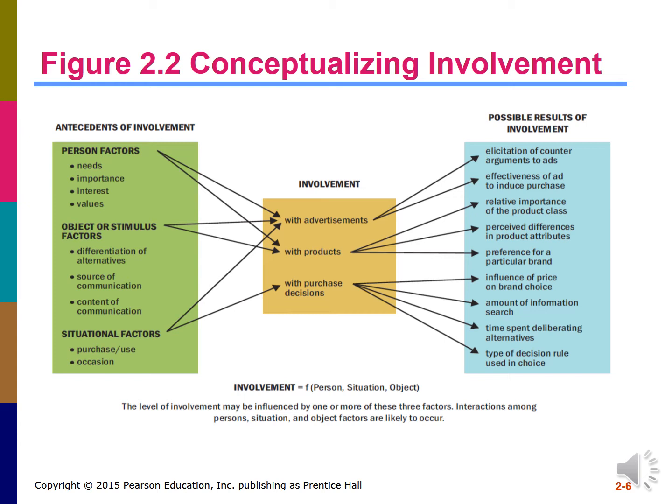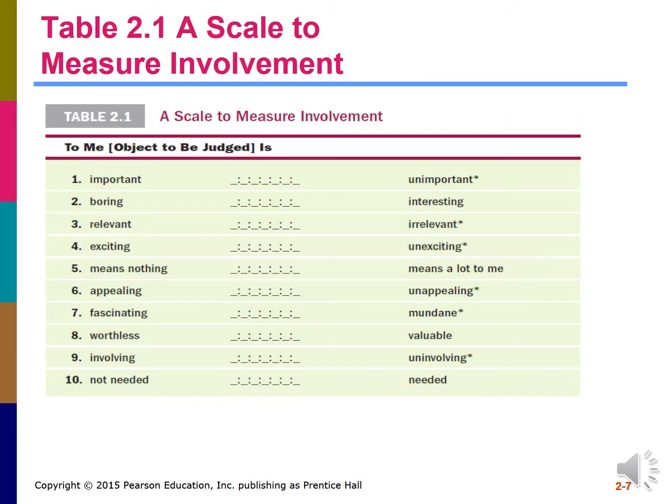Figure 2.2 illustrates how we can conceptualize the construct of involvement in terms of its antecedents and possible results. Table 2.1 illustrates a scale that consumer researchers can use to measure involvement. Marketers want you and me to be highly involved with a product, thereby exhibiting the characteristics of much brand loyalty.